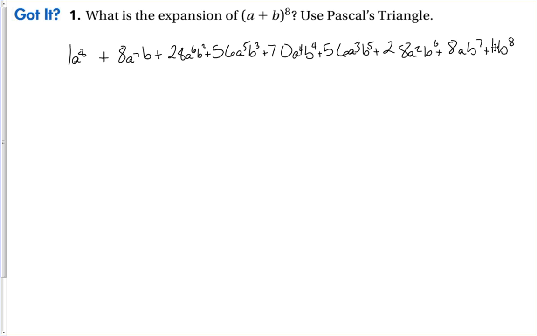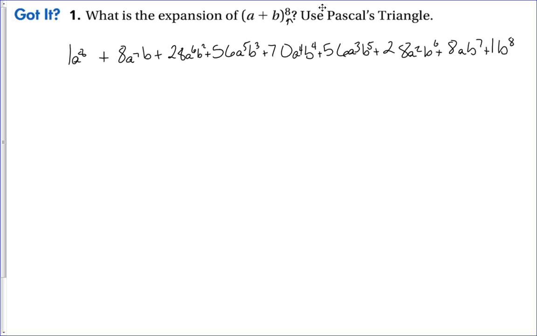Now again, you don't have to have this one, and you don't have to have this one either if you don't want them. And if you wanted to write the b to the 0 there and the a to the 0 here, for now that's fine, but on a test, I'd want you to leave them off. All right. Now, something else I want to point out here. This is to the 8th power, okay? We use the 8th row of Pascal's triangle.